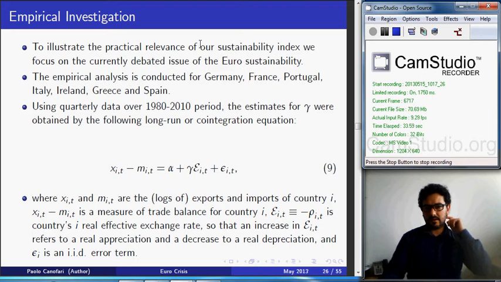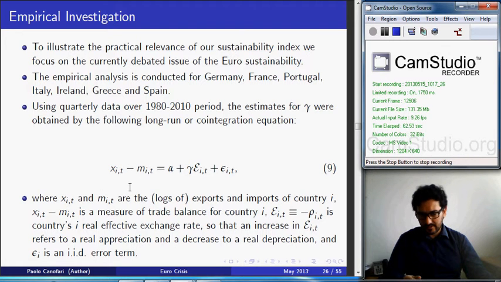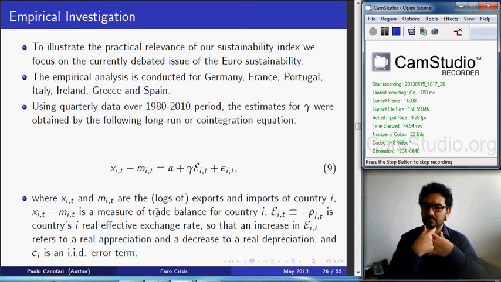1980 to 2010 in order to estimate gamma, which is the elasticity of the aggregate demand, or net exports or trade balance, with respect to the real effective exchange rate epsilon it, as equation 9 shows. All variables are in log in this equation, and this definition of trade balance is unit free and is insensitive to real or nominal definition of exports and imports.